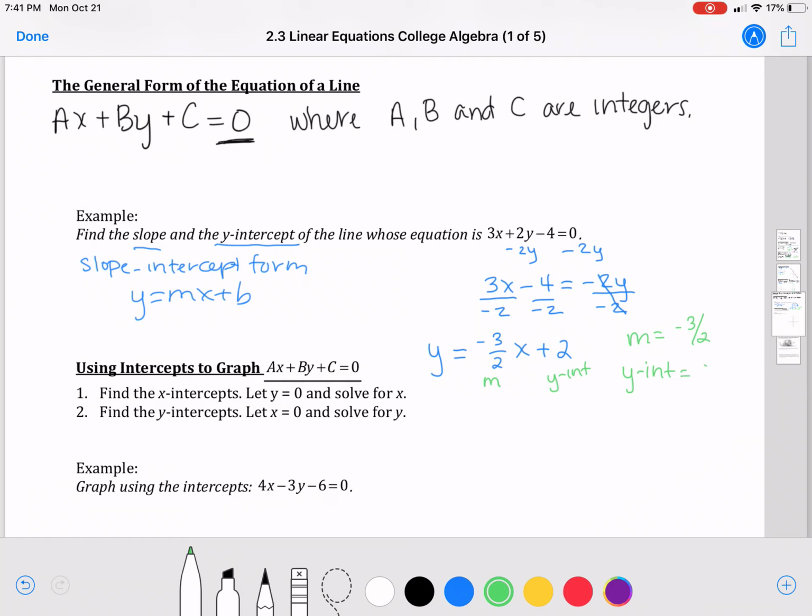One thing to remember when you're writing the slope of your line, don't put an x with it. Slope is just a number to represent how steep or how narrow your graph is going to be drawn.